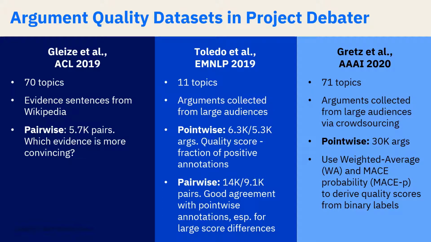Finally, Gretz et al., in their AAAI paper from this year, continued the work of Toledo et al. They developed the largest argument quality dataset to date, comprising over 30,000 arguments for 71 topics, with pointwise quality annotations. They compared two methods for inferring quality scores from the binary labels assigned by the crowd annotators, weighted average and MACE probability. The details are given in the paper.